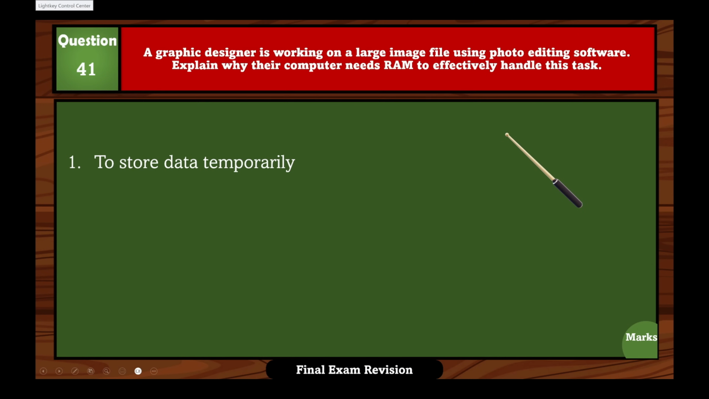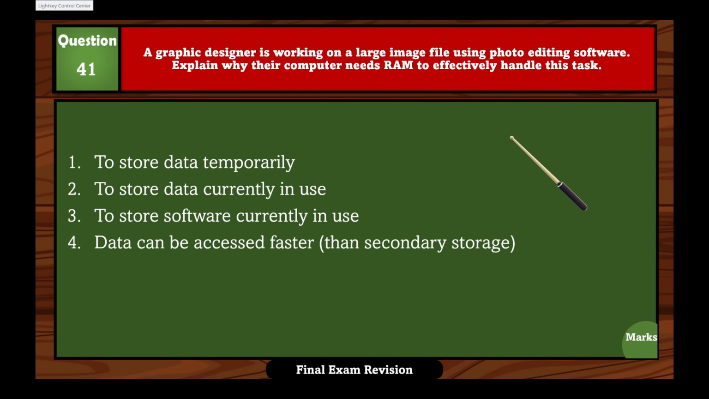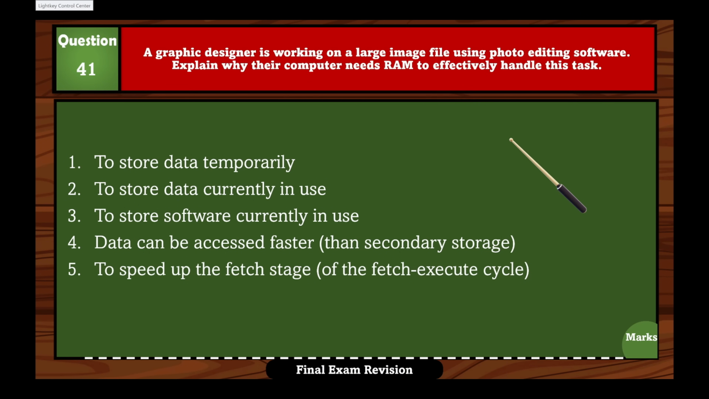Photo editing software is also kind of a heavy software, right? So in order to make it work properly, you have to have a large amount of RAM to store data that is currently in use. For example, the photo editing software. The data can be accessed faster than from the secondary storage, and this speeds up the fetch stage, for example, the fetch, decode, and execute cycle.